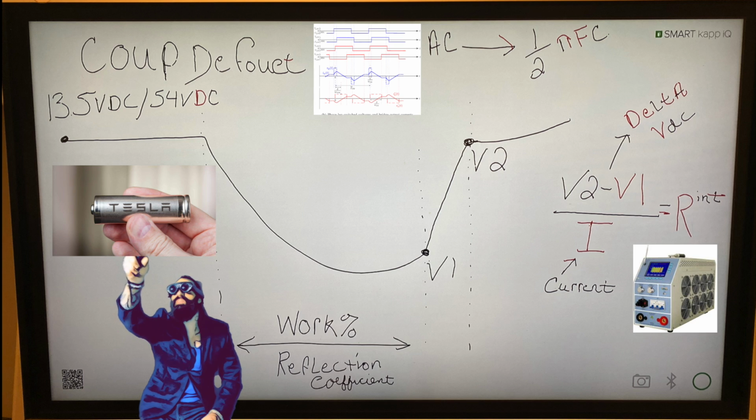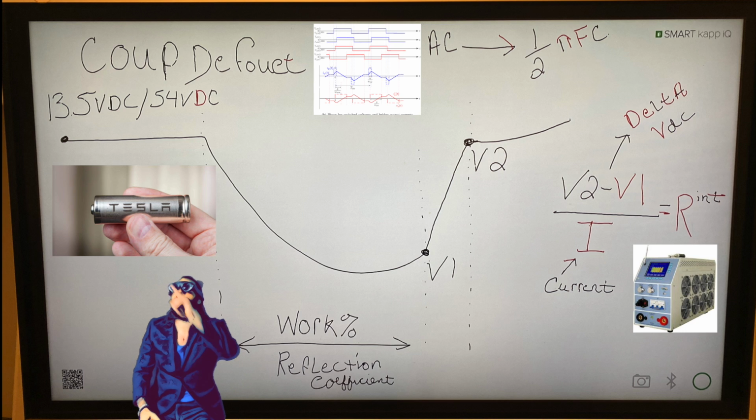So it's very important when you're looking at this. What this essentially means, if you're using an AC-based meter, is the bigger the battery system, the bigger the amp hour of the battery, the lower the resolution if you're using a single frequency testing methodology.